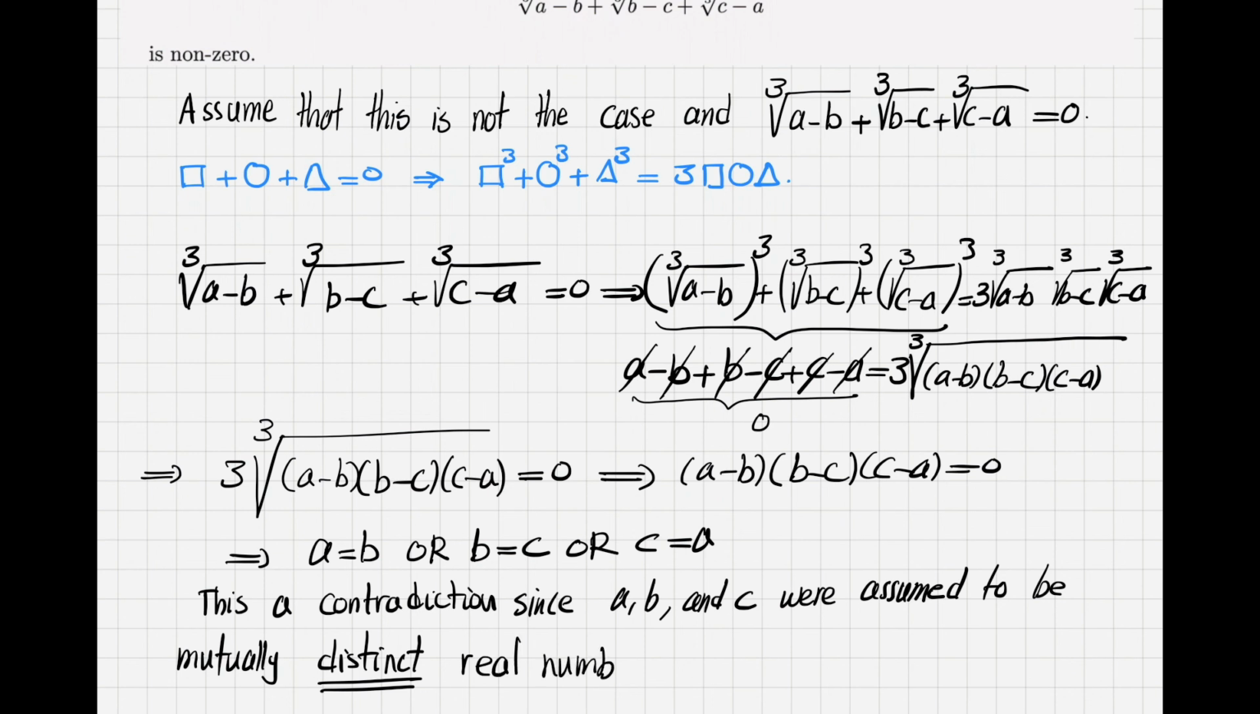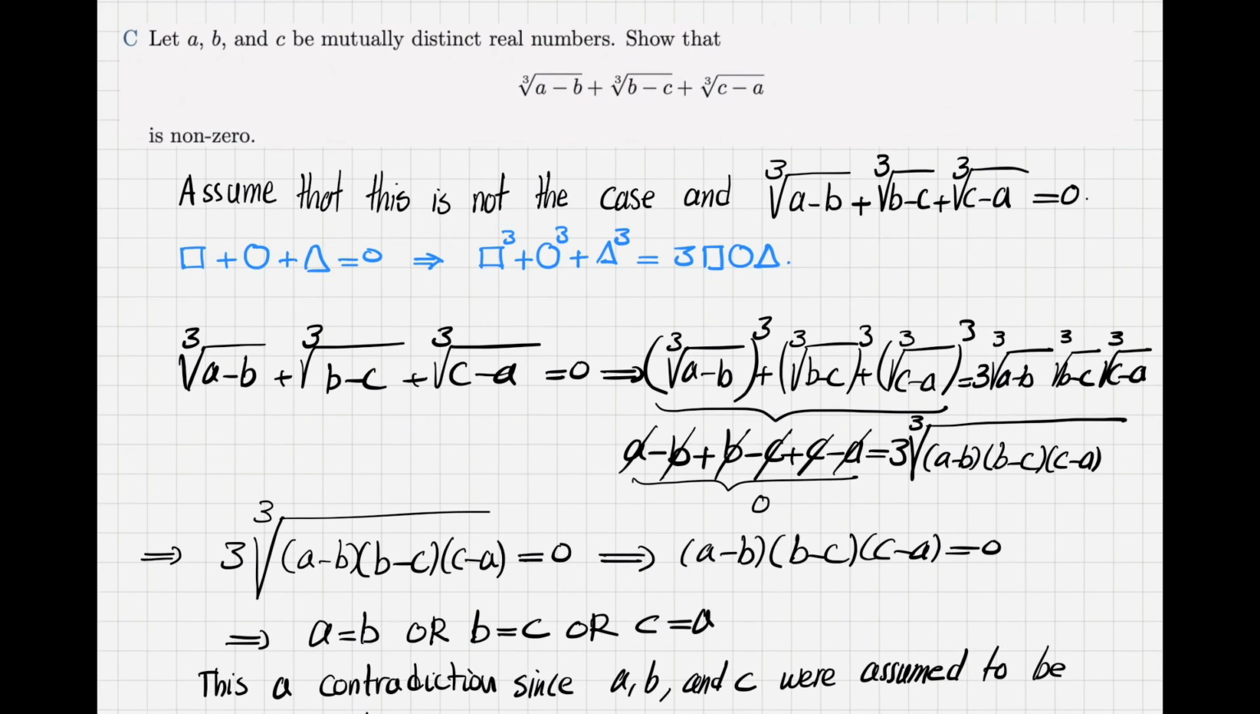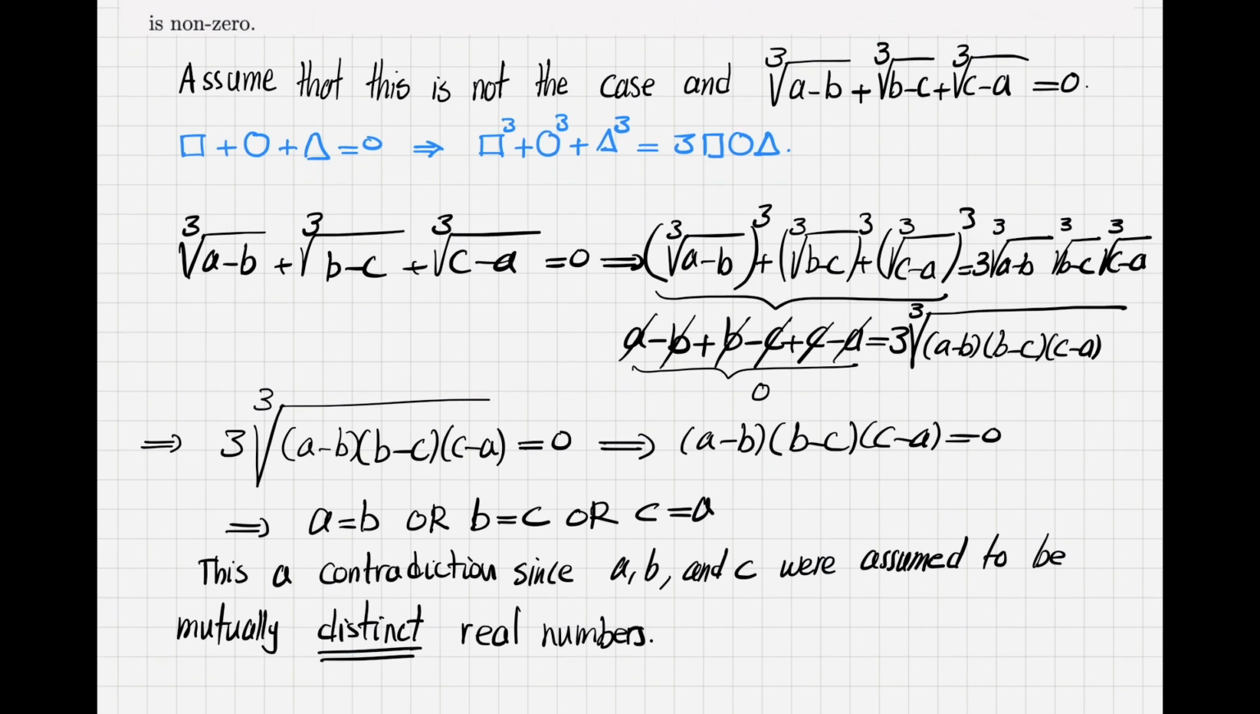Okay, so it means that if you don't accept that this cannot be 0, then you have to admit that this is equal to 0. But admitting that this is equal to 0 gives rise to the fact that at least one of these conditions should happen. But this is in contradiction with what we assumed about these 3 numbers, that they are 3 mutually distinct real numbers. Okay, so that is the proof of this problem.